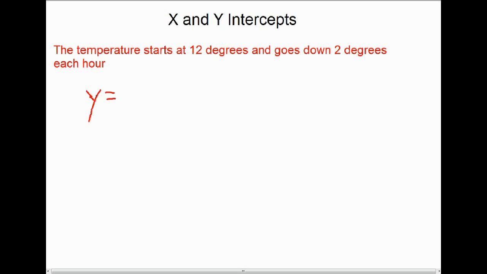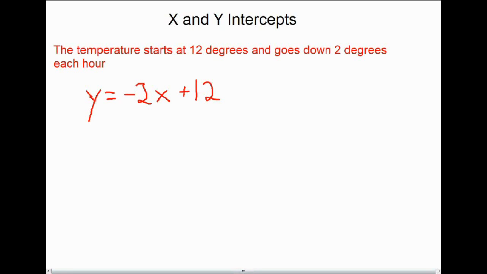Well, the temperature goes down 2 degrees each hour, so our rate of change here is -2 because it's going down by 2 degrees. We would multiply that times the number of hours, but since we're starting at 12 degrees, our initial value here is +12. So that's what our equation looks like for this example.